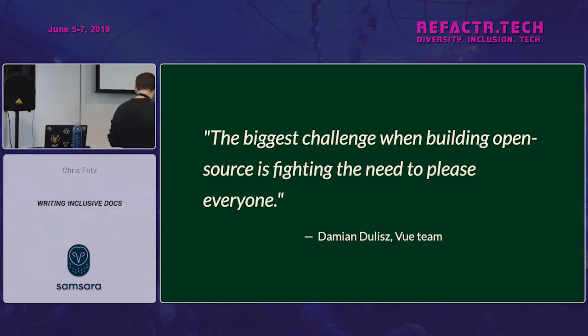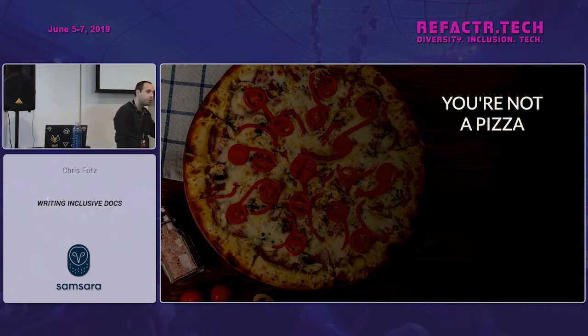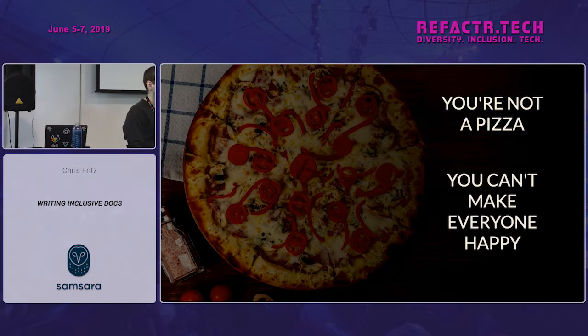And as Damien says, another member of the Vue team, the biggest challenge when building open source is fighting the need to please everyone, which might sound strange because I just talked about serving everyone. So we're serving everyone, but we need to make sure we're not trying to please everyone. I want to make this distinction very clear. You're not a pizza. You can't make everyone happy.